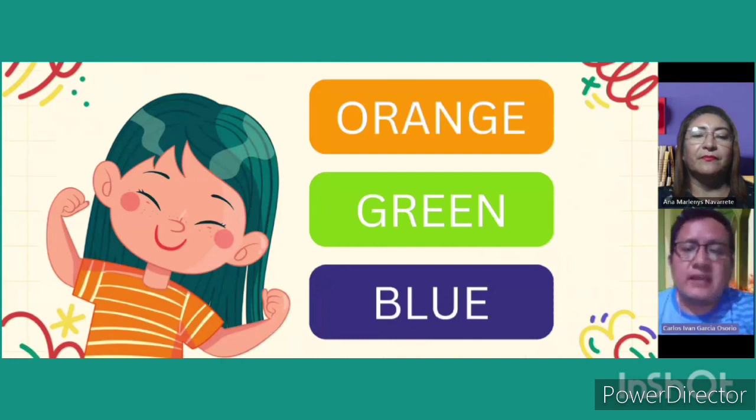Here we have the first slide with the colors orange, green, and blue. In this slide, after the teacher says the name of the color, the teacher will ask students to repeat after him or her. For example, a teacher can say here, orange. Repeat after me. The students will say orange, and the teacher will give some congratulation words like well done, you are right, and good pronunciation, and something like that.